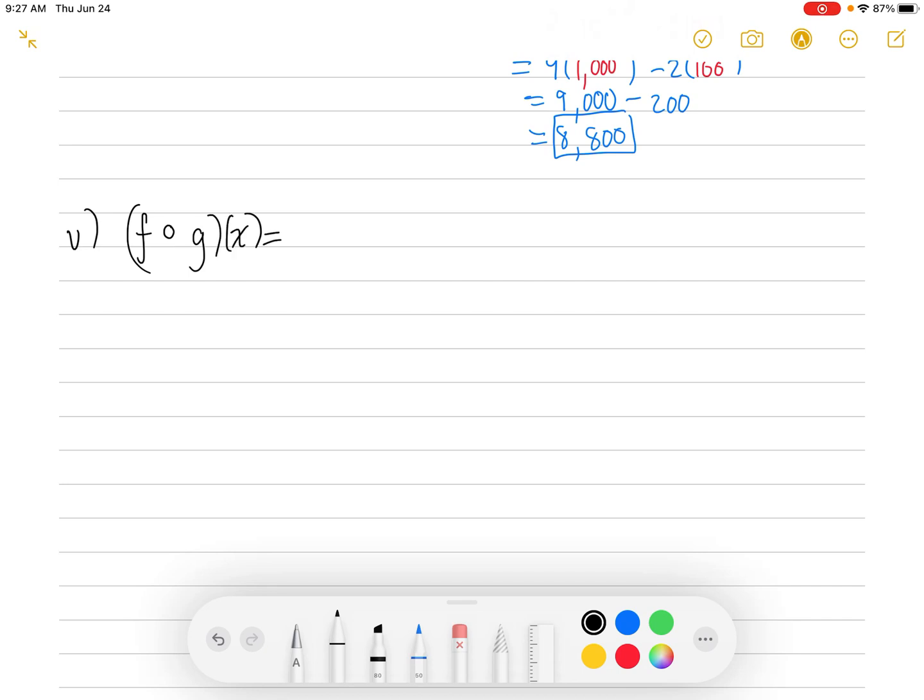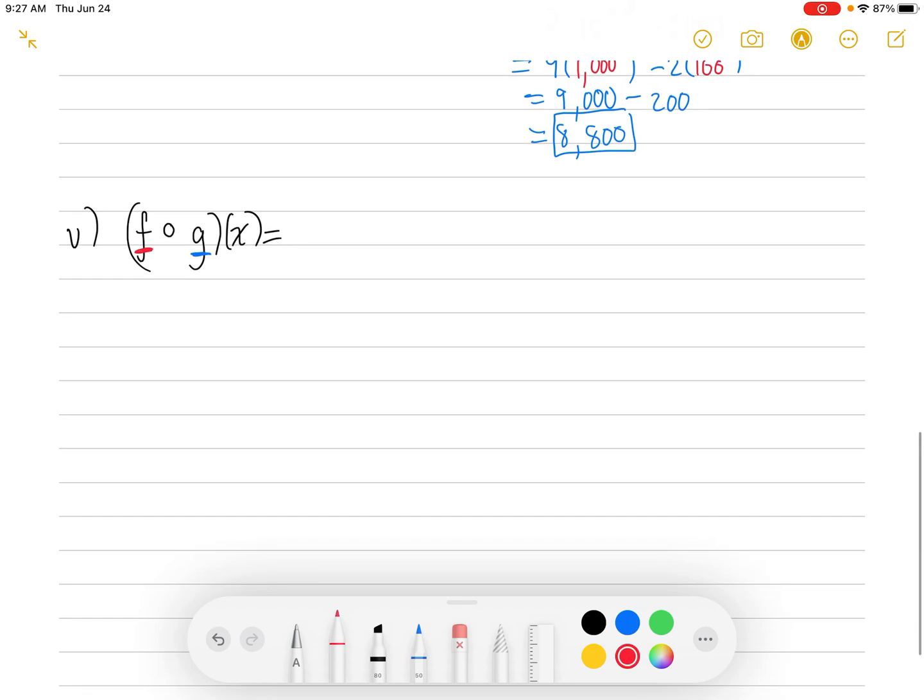So let's say I wanted to find, for example, f circle g of x. F circle g of x, like that. F composed with g of x. So remember, f is red, g is blue. So how I'd start this, I'd start with writing my left function, the f on the left, putting a big parentheses, and then writing the g inside of x.